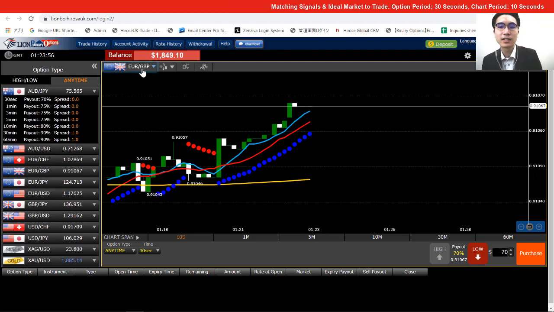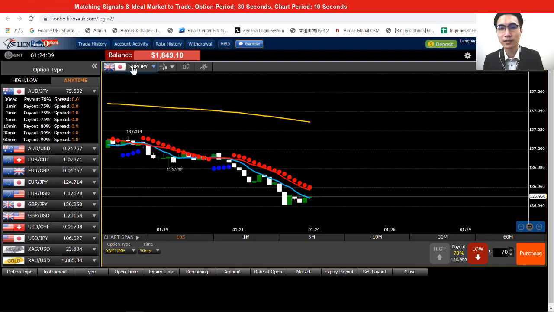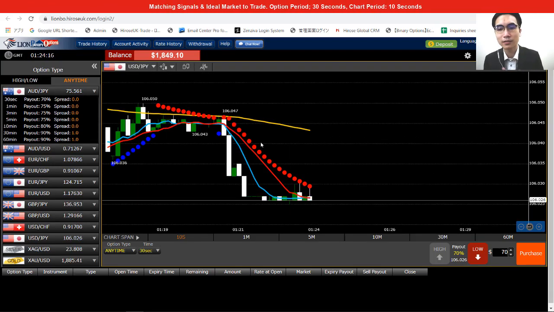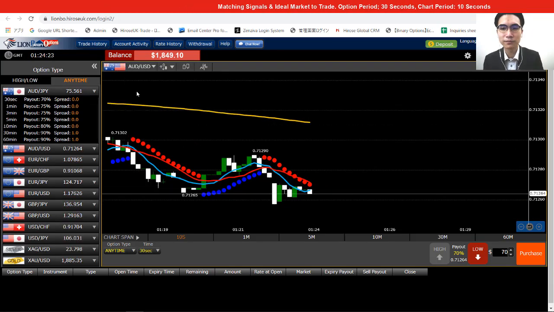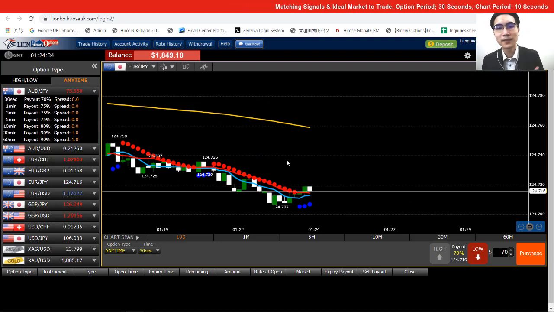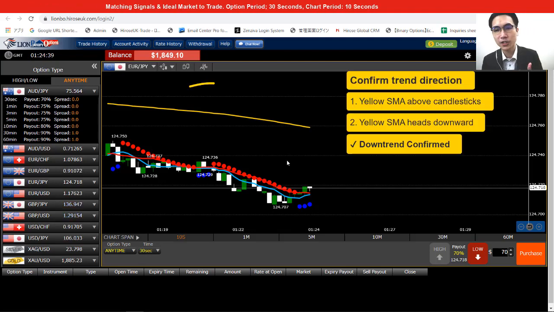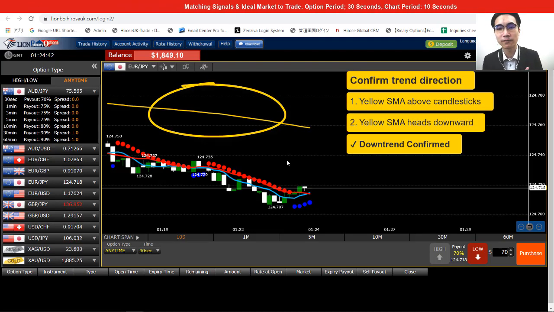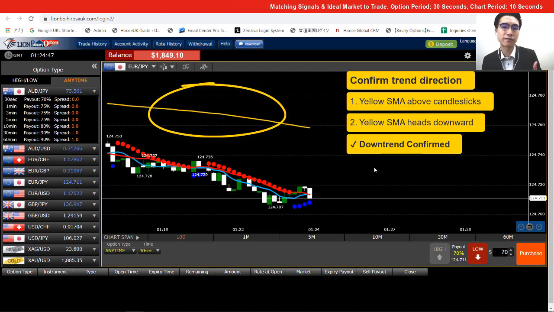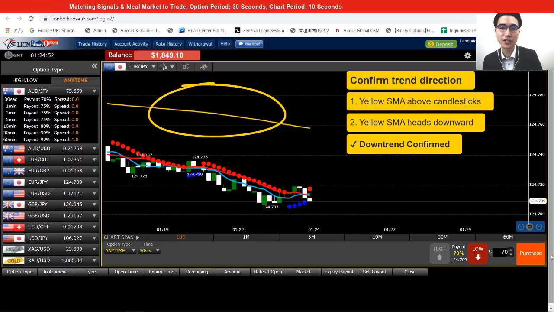Okay, so just browse a little bit here, and it seems like most of the currencies are in downtrend now. So just try to look for a better one to trade with. Okay, there we go. So again, now we see that the simple moving average, the yellow one, is heading downward from left to right. What I need to wait for is the parabolic to change from blue to red, and then I need the simple moving average to cross over, with the blue line below the red line.